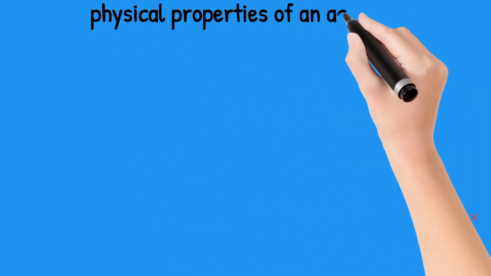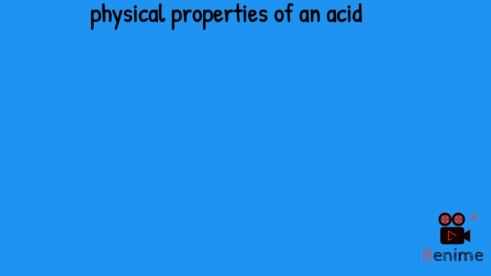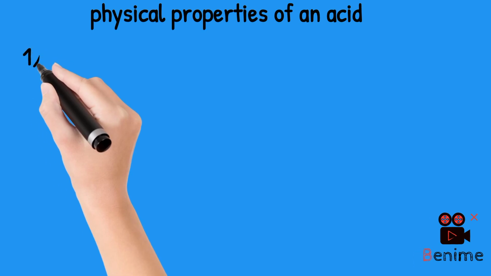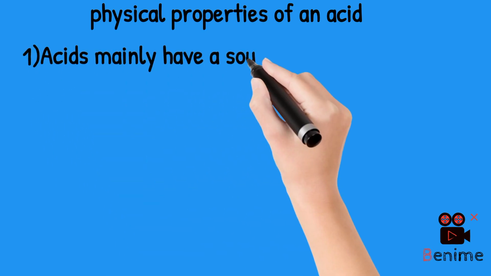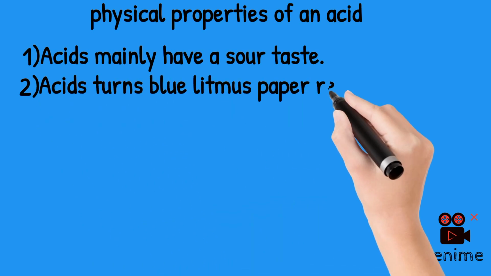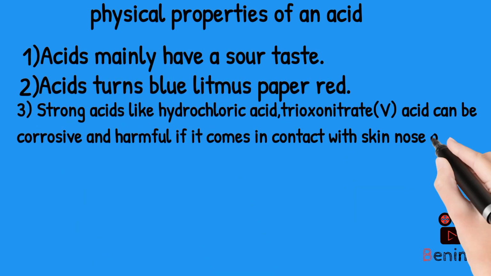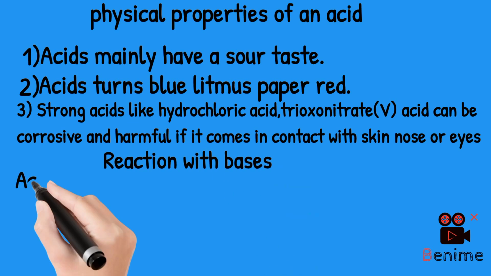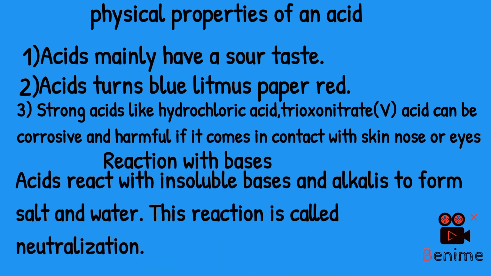Physical properties of acid. How do you identify an acid? How do you know an acid when you see one? Well, here are some physical properties of an acid. Number one, acids have a sour taste. Number two, acids turn blue litmus paper red. Strong acids like hydrochloric acid are corrosive and harmful. If it comes in contact with your skin or nose, it's very painful.